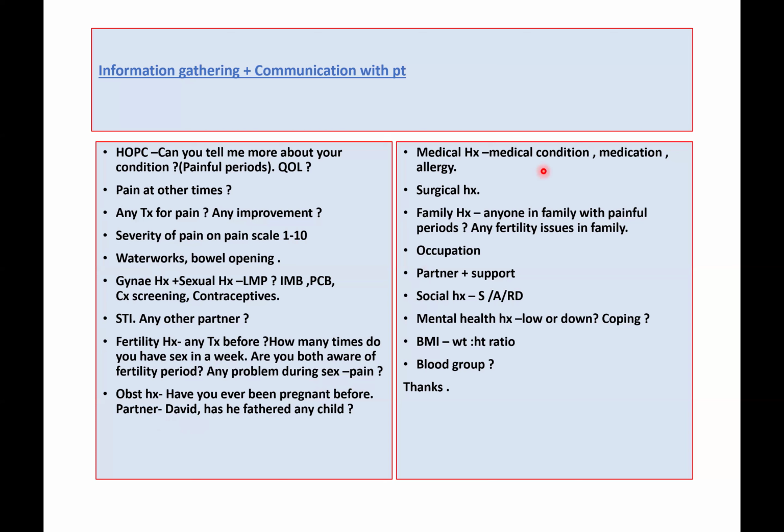Are you following up with the GP for any other medical condition? Are you on any medication? Have you started taking folic acid? Any allergy to food, drug, or metal? Any surgery on your tummy or down below? Any family history of concern, like anyone in the family with painful periods or any fertility issues in the family? Then occupation history, partner and supports, and smoking and alcohol.